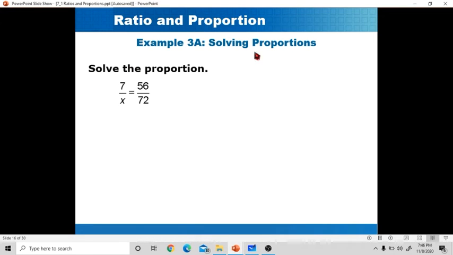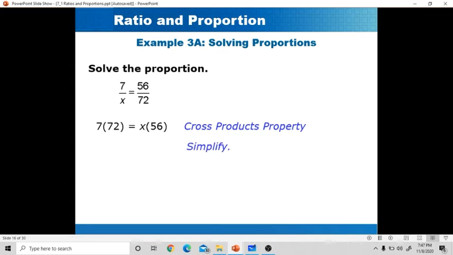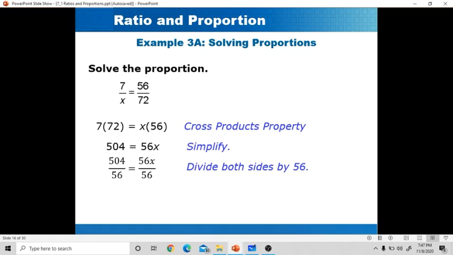Solve the given proportion 7 all over x equals 56 all over 72. Okay, ang gagawin natin dito is to find the value of x. To do that, we will apply the cross products property. It will be 7 times 72 equals x times 56. 7 times 72 is equal to 504. X times 56 is equal to 56x. Divide both sides by 56. Then it will be x is equal to 9.